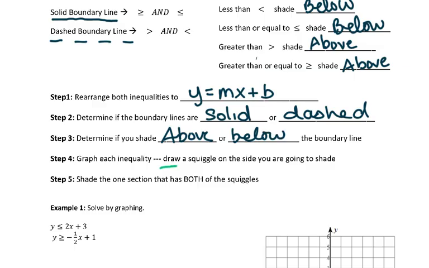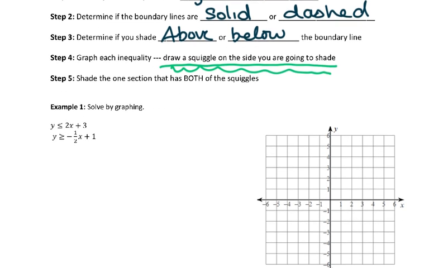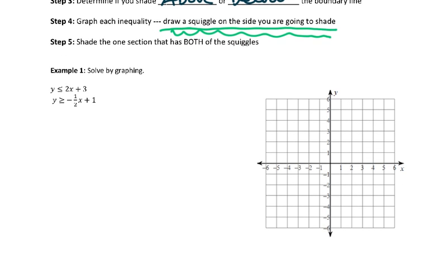And one thing I want you to notice is that you're going to draw a squiggle on the side you're going to shade. You're not going to fully shade. You're just going to draw a squiggle, so something like this. Then we're going to shade the one section that has both of the squiggles. All right, so I'm going to do these in different colors.